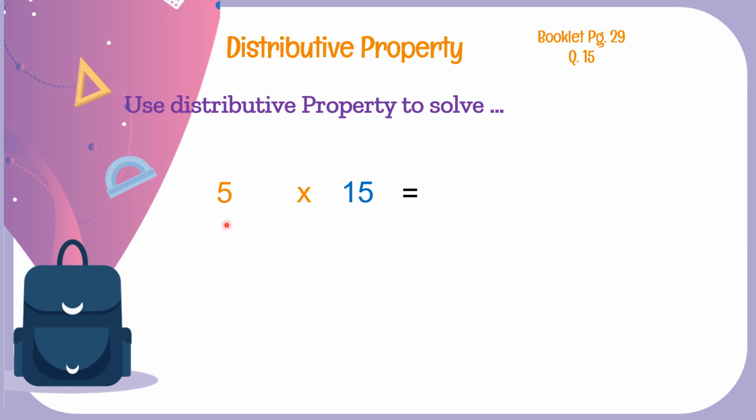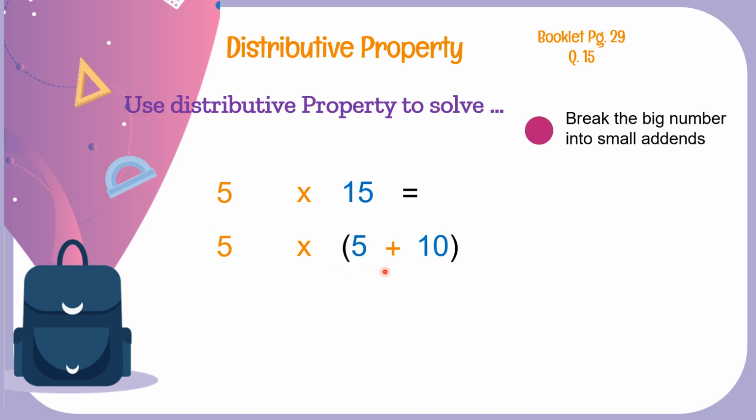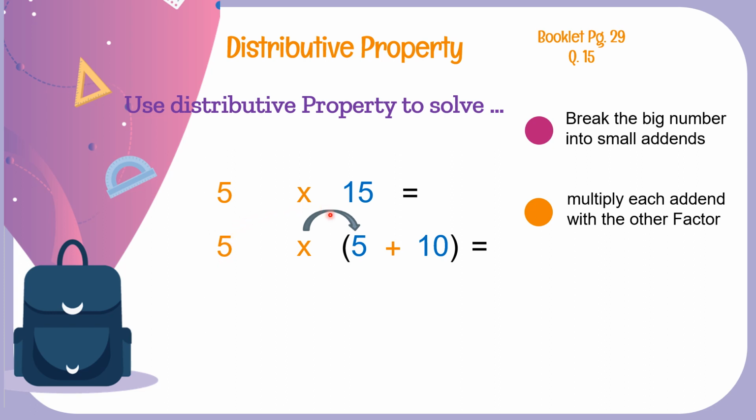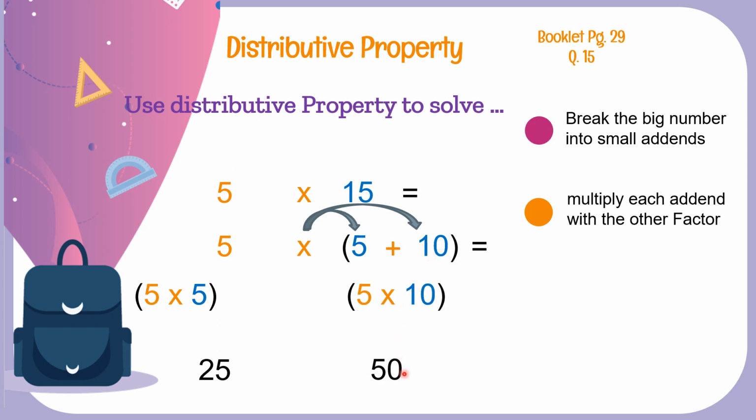Another example, 5 times 15. I know the timetable of 5, but I need to break 15 according to its expanded form. So it will be 5 times 5 plus 10. Let's see. Distribute. 5 times 5 will give me 25 and 5 times 10 will give me 50. Now I have two partial products. I will add them. 25 plus 50 equals 75.